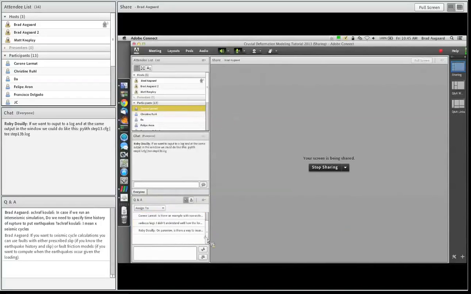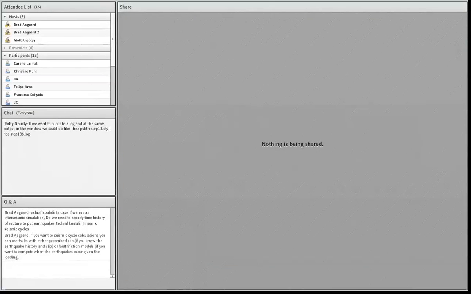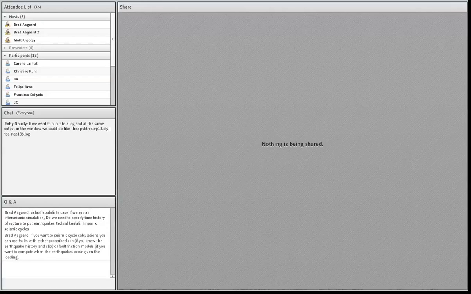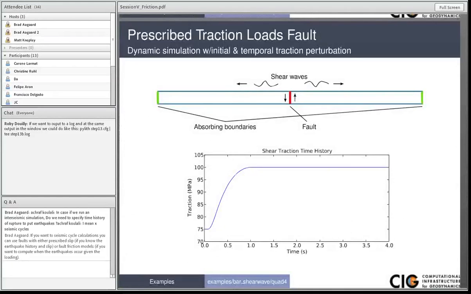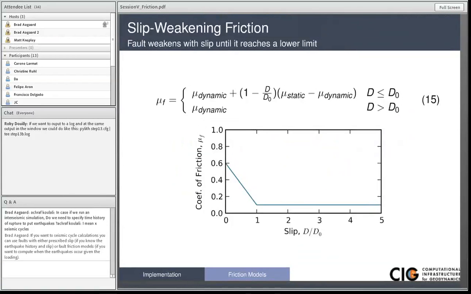You don't understand how the force healing function works in quasi-static simulations. So let's go over that. I'm going to switch here to the whiteboard for that question so I can draw. Actually, let's go to the slides. I'm going to go back to slip weakening friction here.